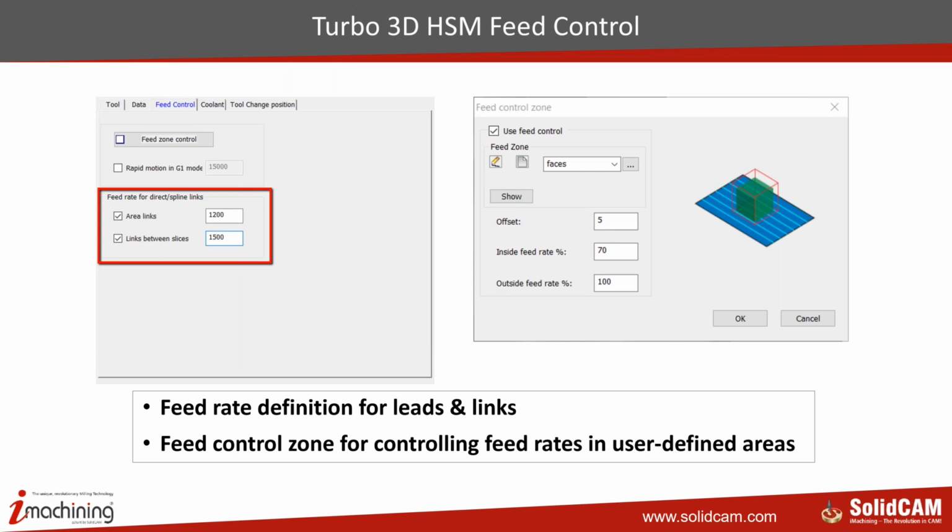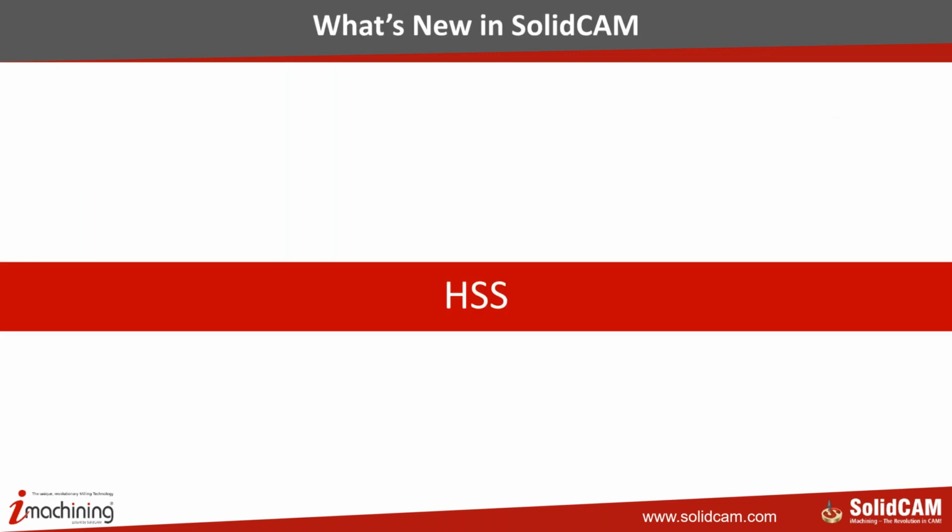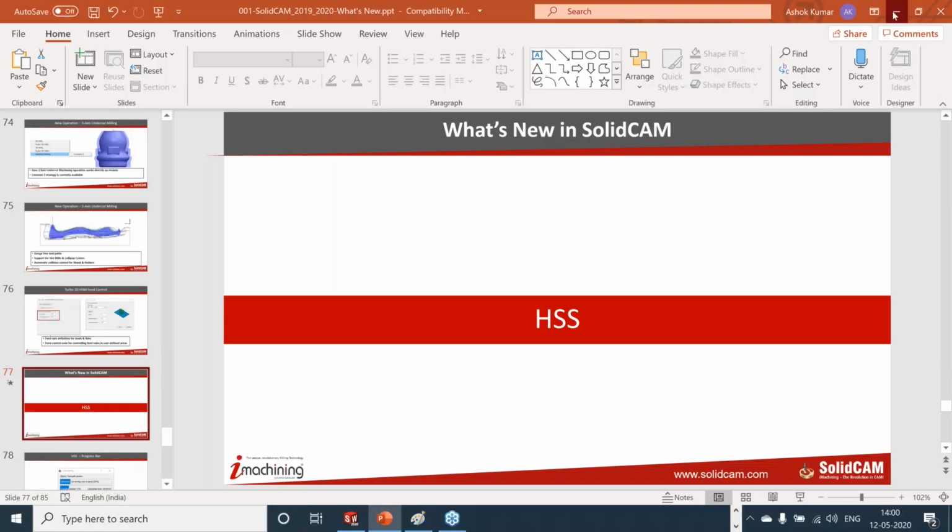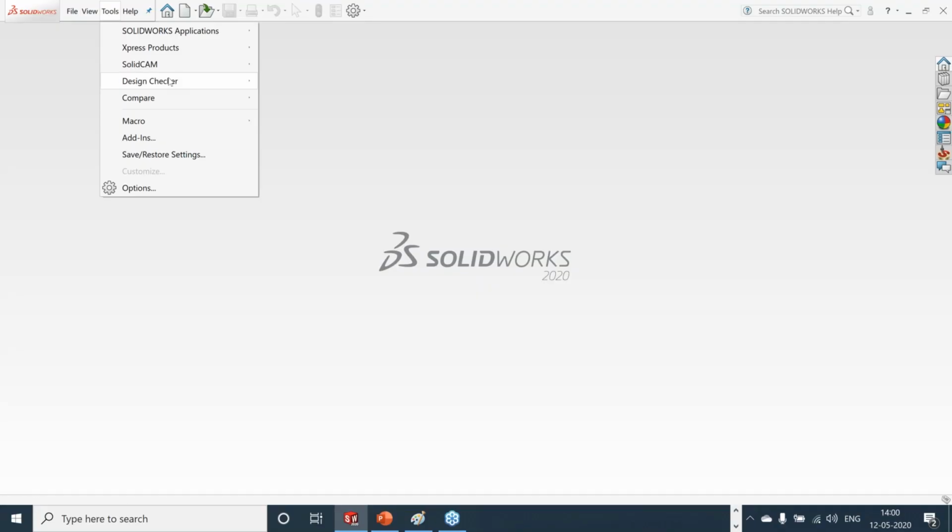So now you also have a feed control zone inside 3D HSM. Like HSS, you can also control your own feed control zone. You can control your feed rate. You can define your own feed rates. Right, so let's quickly go ahead and generate some of the toolpath and see how Turbo HSM can be used.